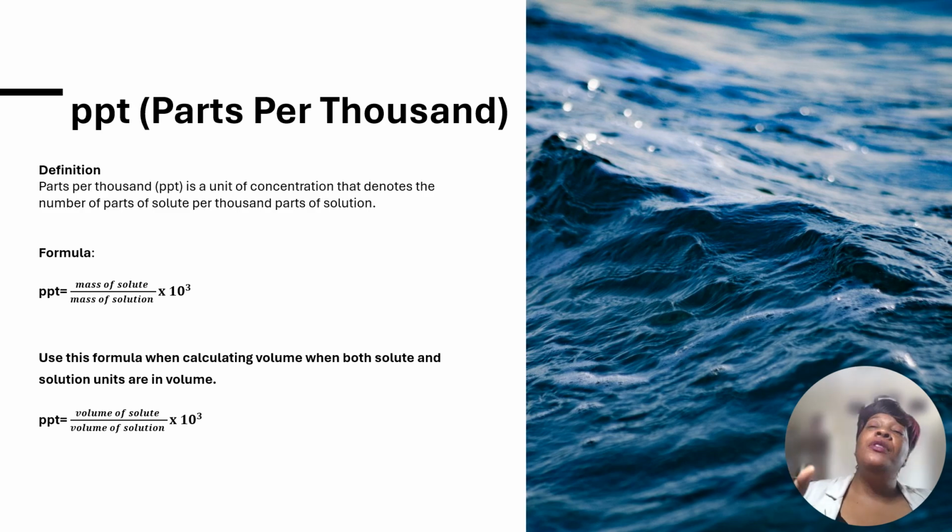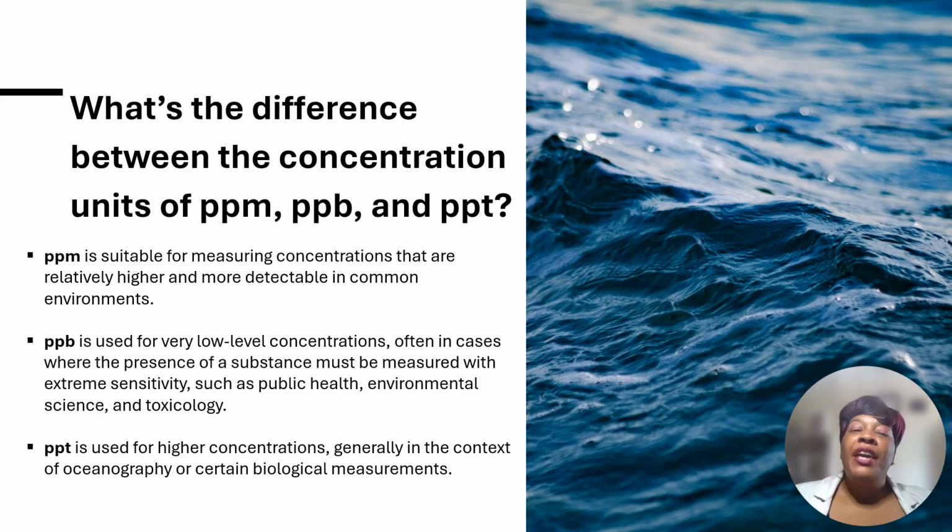Again, it's the volume of the solute divided by the volume of the solution times 10 to the third. So again, here's a summary in terms of the differences between the concentration units of parts per million, parts per billion, and parts per thousand. Parts per million is a suitable measurement for concentrations that are relatively higher and more detectable in common environments.